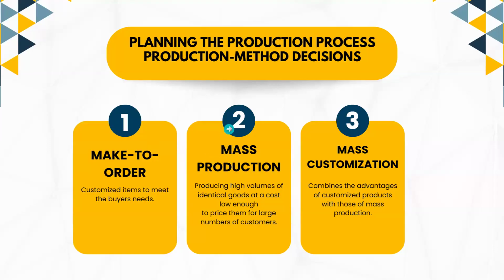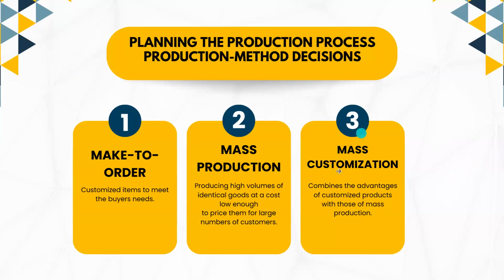The second is mass production, which was adopted in the early 20th century and is also known as make-to-stock strategy, which is when companies produce high volumes of identical goods at a cost low enough to price them for a large number of customers. Goods are made in anticipation of future demands and kept in inventory for later sale. An example of this is any product you see stocked on store shelves.